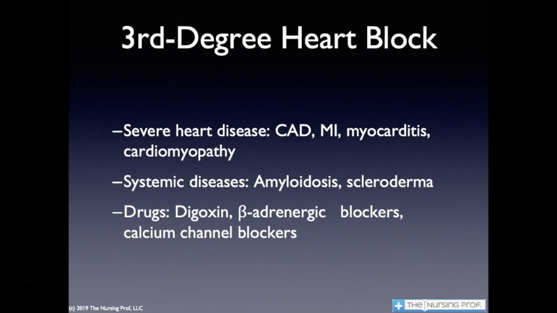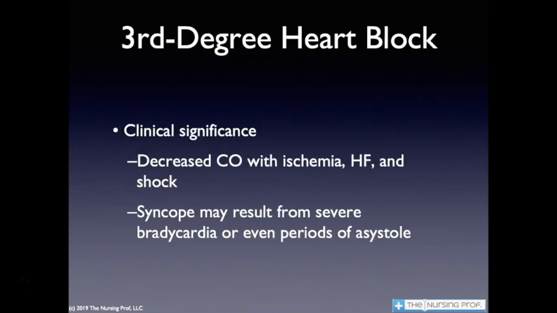This happens in patients who have severe heart disease, systemic diseases, drug overdoses. The clinical significance is, in most cases of a third-degree heart block, cardiac output will be decreased. So that rhythm you saw of the 20 beats per minute, that's what we call an agonal rhythm. That rhythm is just designed to keep the person alive long enough for medical attention.